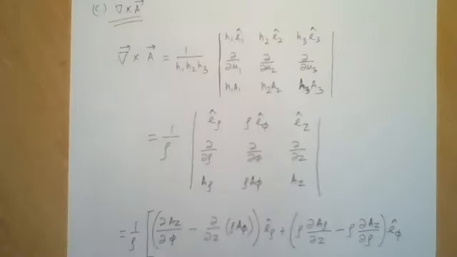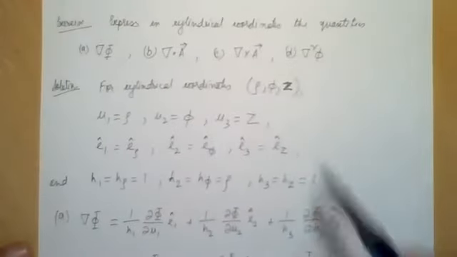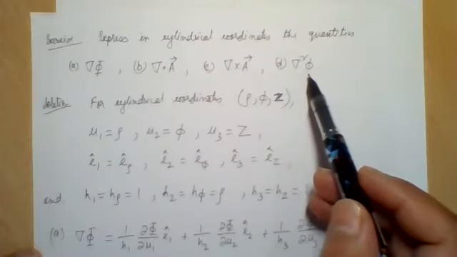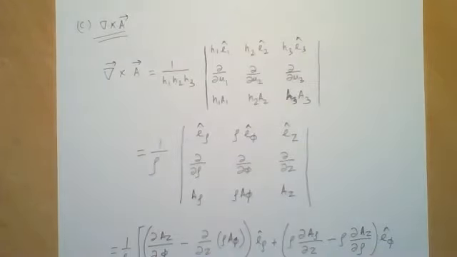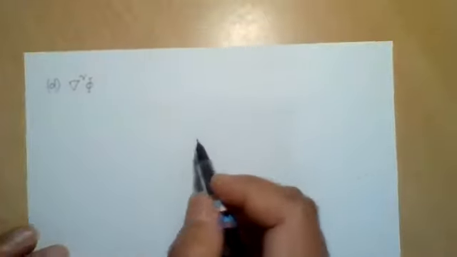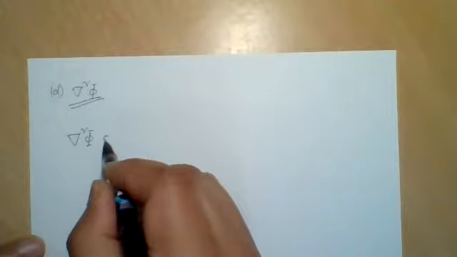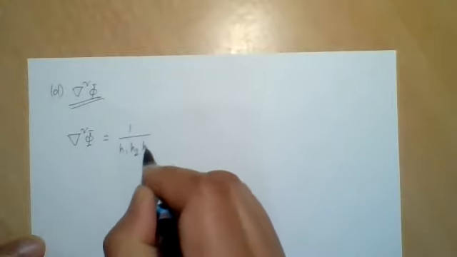Okay. Now let us solve the fourth one. And what is the fourth one? The fourth one is the Laplacian operator of the scalar field phi. So let me write it on a new sheet of paper. The Laplacian operator of the scalar field phi is 1 by h1, h2, h3. This is the formula.